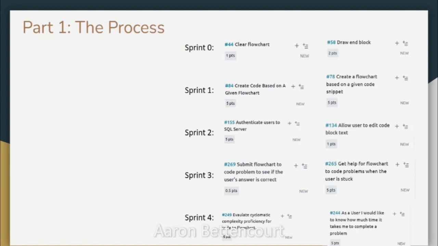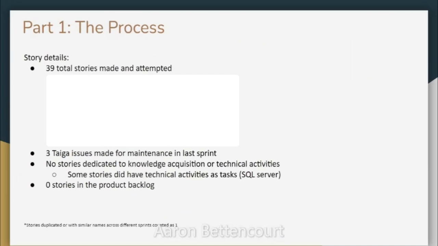In sprint 3, we had submit flowchart to code problem to see if the user's answer is correct and get help for flowchart to code problems when the user is stuck. For sprint 4, we had evaluate cyclomatic complexity proficiency for code to flowchart. And for sprint 4, we also had, as a user, I would like to know how much time it takes to complete.